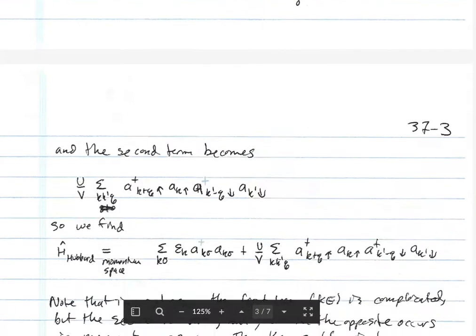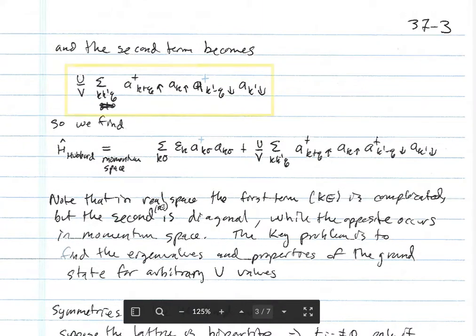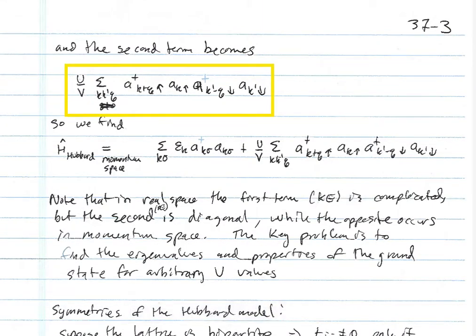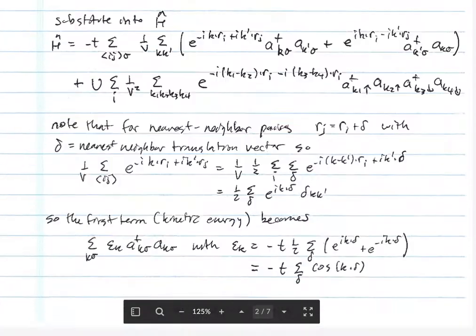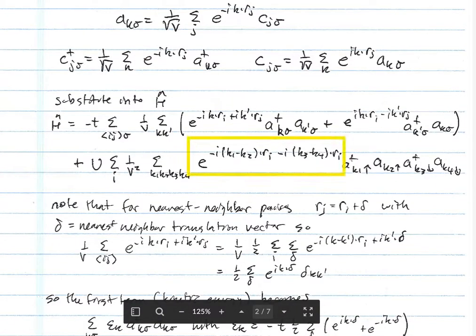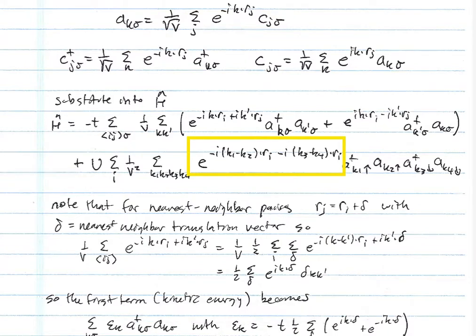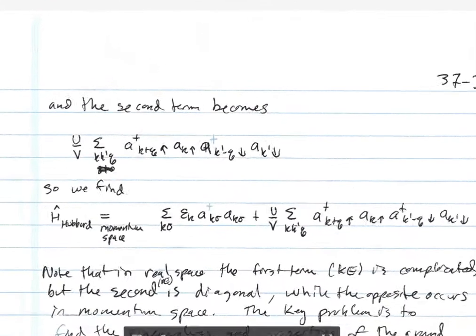Okay, now the second term has a lot more terms in it. We get U over V sum over k, k prime and q. That's because it only had a single R i in it. Let me go back to that term. It only had a single R i in it, so when we do the summation, I'm going to get k1 minus k2 plus k3 minus k4 must equal 0. So I can replace k4 by k1 minus k2 plus k3, and we find it's easier to do it in the way that it's written here.